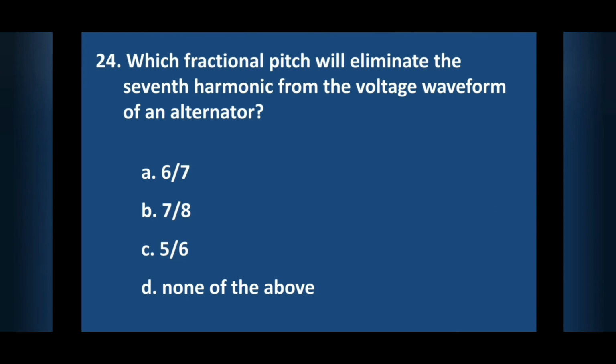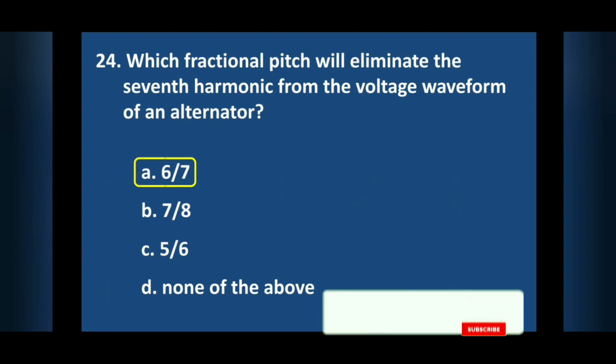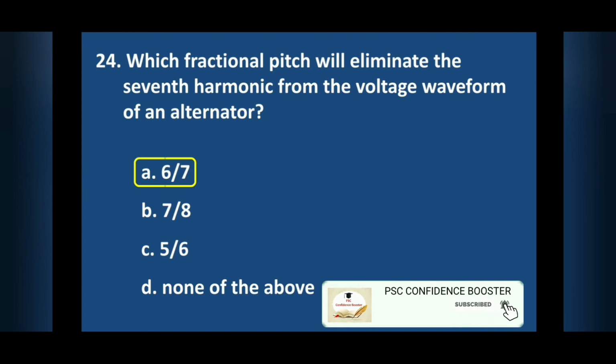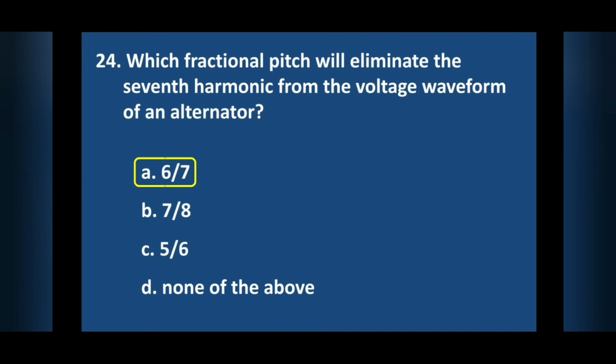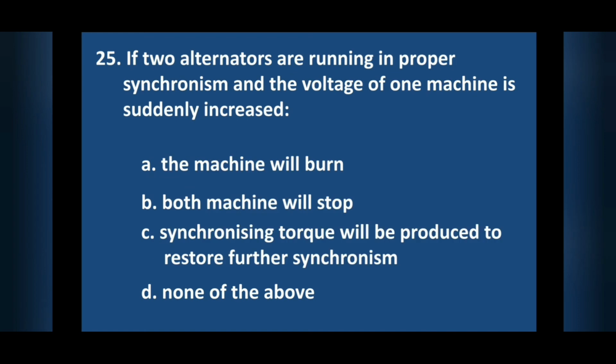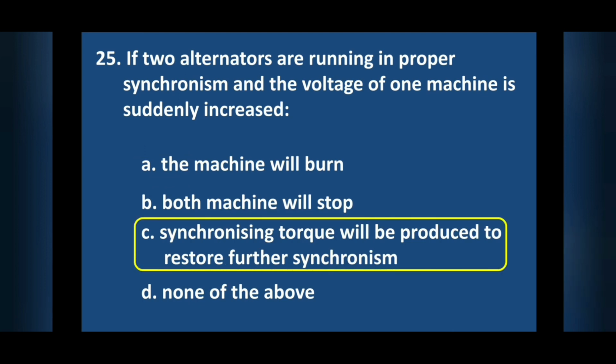Question number 24. Which fractional pitch will eliminate the 7th harmonic from the voltage waveform of an alternator? Answer is option A, 6 by 7. Question number 25. If two alternators are running in proper synchronism and the voltage of one machine is suddenly increased, answer is option C. Synchronizing torque will be produced to restore further synchronism.